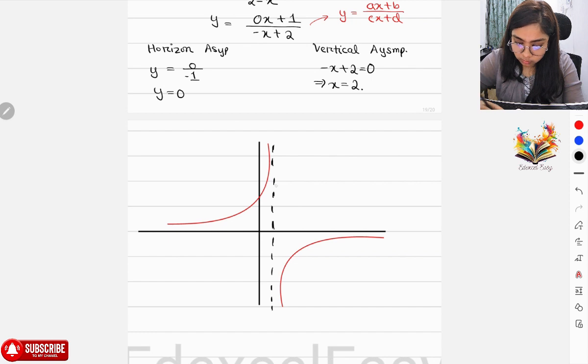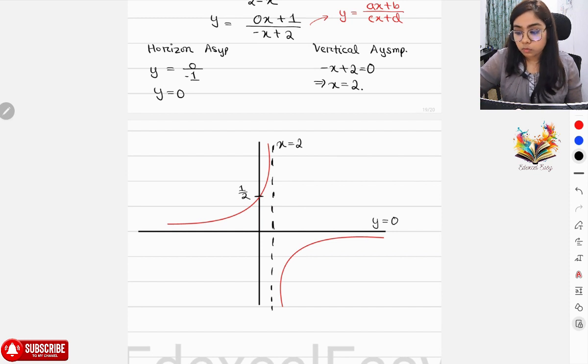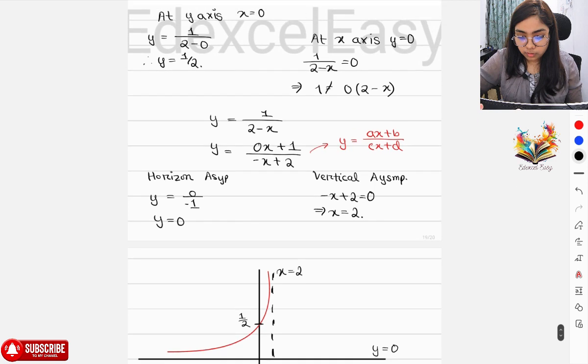This is your asymptote. As you can clearly see, the asymptote will never cut the graph. The graph will never cross the asymptote. The asymptotes were y equals 0, x equals 2, and the graph cuts the y-axis at a half, right? This is how the sketch for 1 over 2 minus x would look.